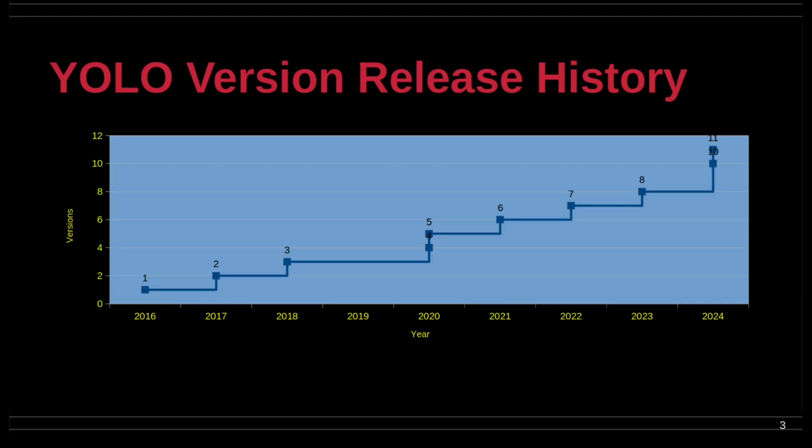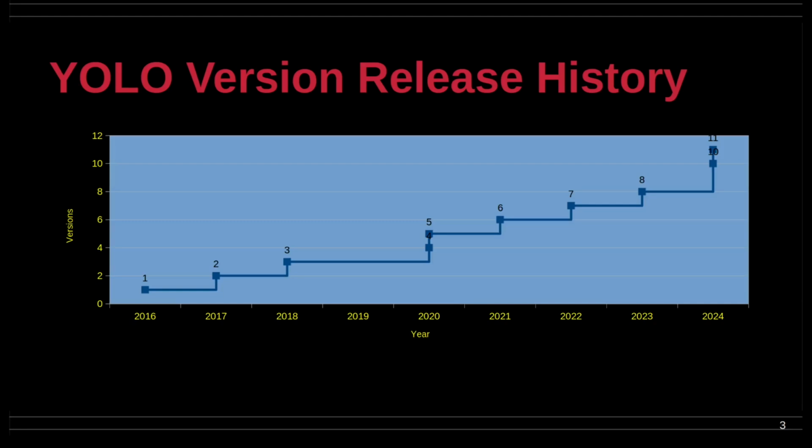YOLO v6 in 2021 introduced a new backbone network and neck architecture. It further improved accuracy and speed. YOLO v7 in 2022 enhanced training strategies, model scaling techniques, and training data augmentation. It achieved state-of-the-art performance in terms of speed and accuracy.